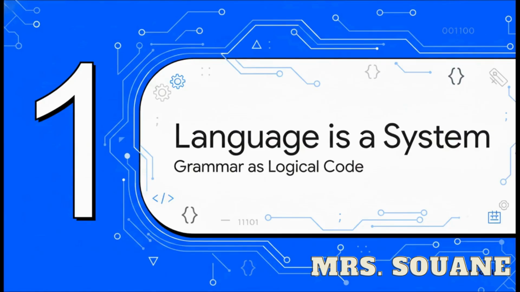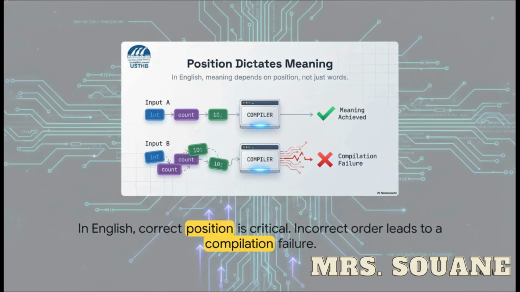All right, first things first. I want you to completely change how you think about grammar. Forget about boring rules. From now on, I want you to see it as a logical system. It has a strict syntax, just like a programming language. And this slide just nails it, doesn't it? In English, just like when you're coding, the order of the elements is absolutely critical. Get the order right, and the message compiles perfectly. But if you get it wrong, boom, you get a compilation failure. The message just doesn't get through because the logic is broken.